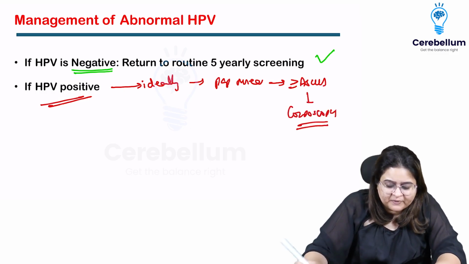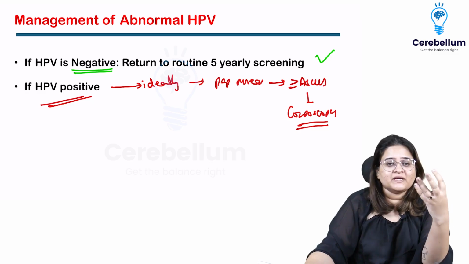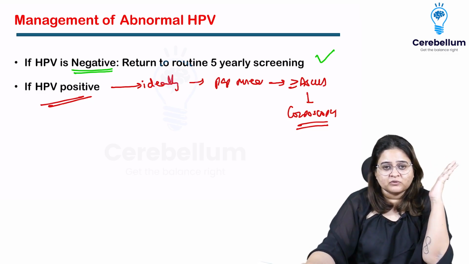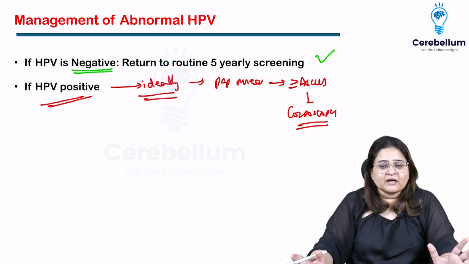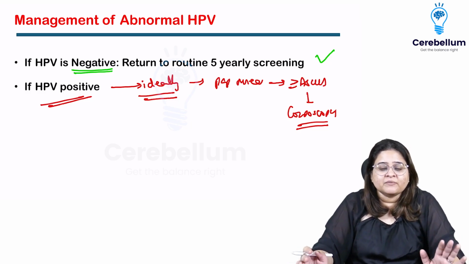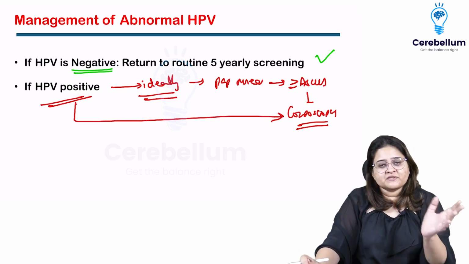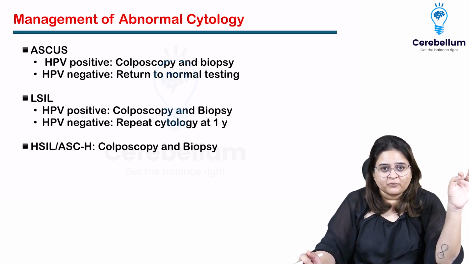What is colposcopy? It is looking at the cervix under magnification so that abnormal areas are well visualized and you can take a biopsy from an abnormal looking area. This is what you should ideally do. But many patients will not come back for a pap smear. They will say, you're wasting my time. What should I do? If so, you can directly, if HPV is positive, say, not taking any risk, let's do a colposcopy and a biopsy.